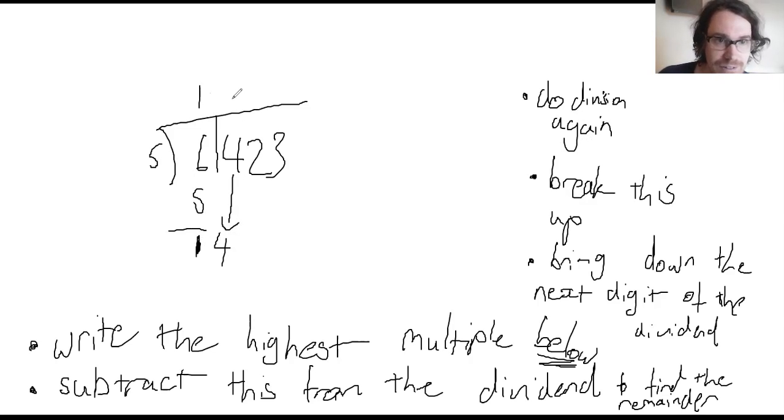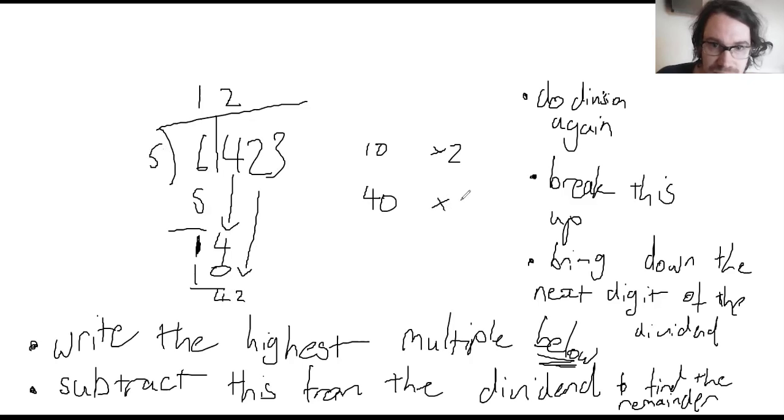All right. 14 divided by 5. 5 times 2 is 10. Find the remainder, 4. Now we're going to bring down the next digit, 2. Highest multiple of 5 we can get before we get to 42 is 40, which is times 8. We'll put the 8 up here. Find the remainder. Oh, it's getting very crowded. I'm going to go sideways.